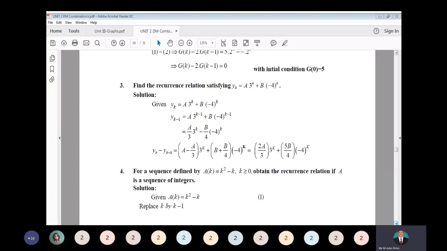That is, y(k) - y(k-1) is equal to a - a/3 times 3^k plus b + b/4 times (-4)^k. That is equal to 2a/3 times 3^k plus 5b/4 times (-4)^k.